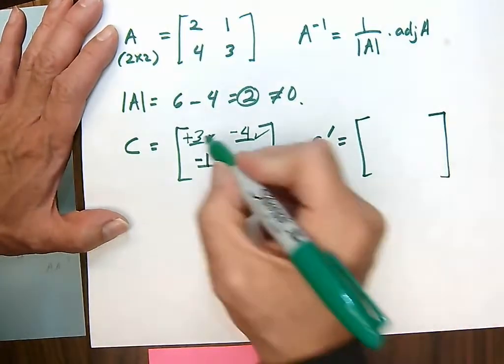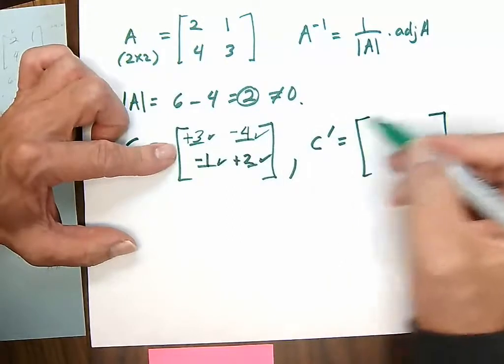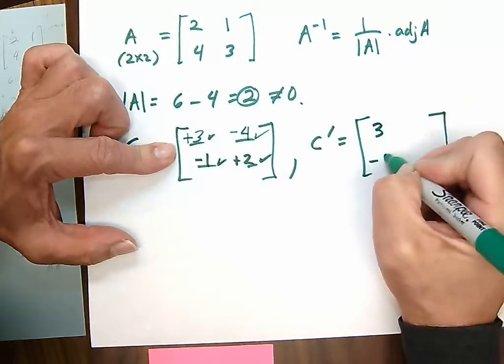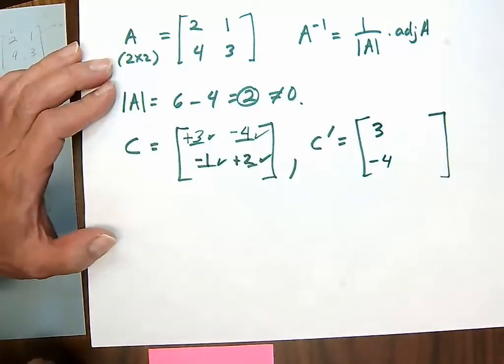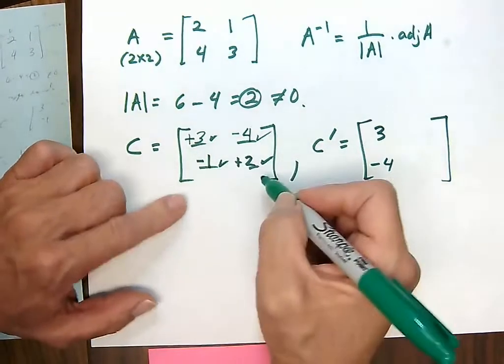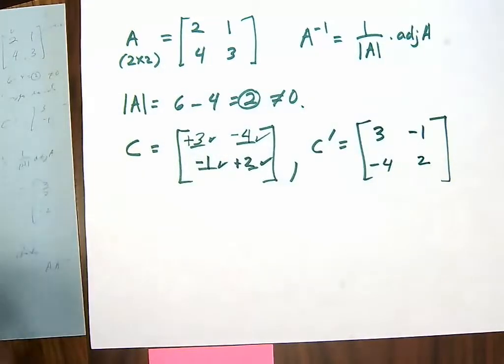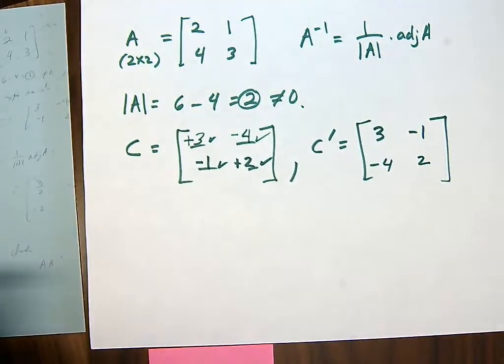How do we do that? The first row of the cofactor matrix becomes the first column of the transpose of the cofactor matrix, and the second row becomes the second column, minus 1 and 2, and that gives us the transpose of the cofactor matrix, or the adjoint of A.